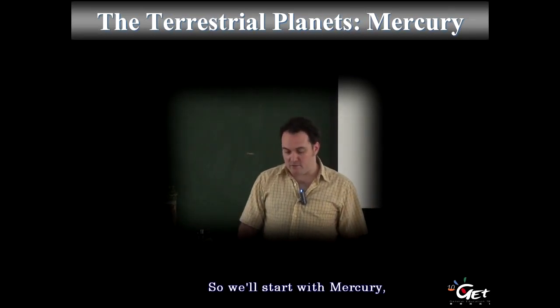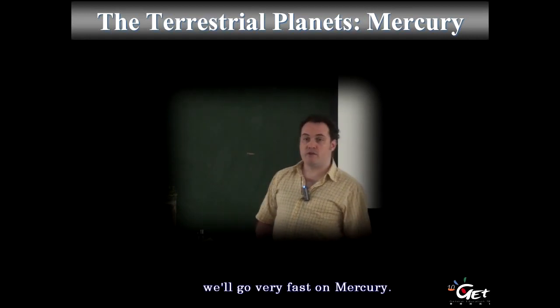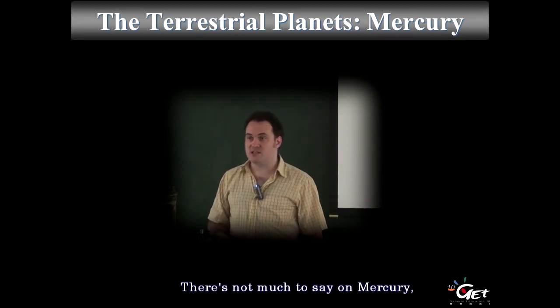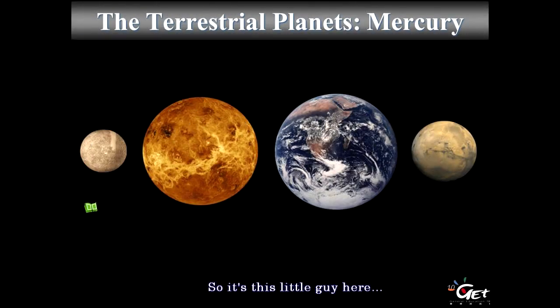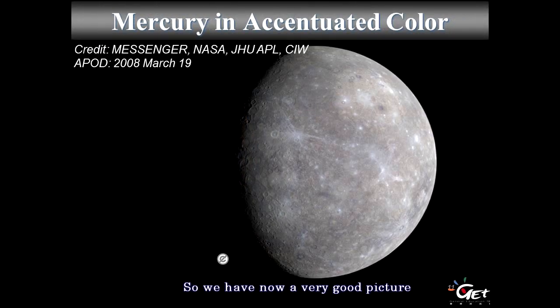So we'll start with Mercury. We'll go very fast on Mercury. There's not much to say about Mercury. It's a pretty boring place. So this is this little guy here. We now have a very good picture of Mercury. We have sent probes there. One of the probes was called Messenger. So this is a close-by picture taken by Messenger.